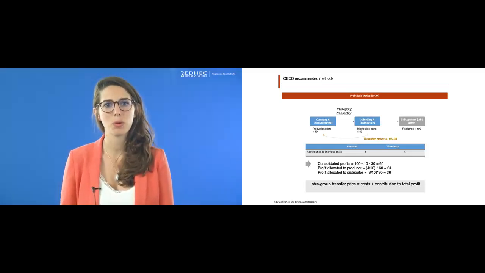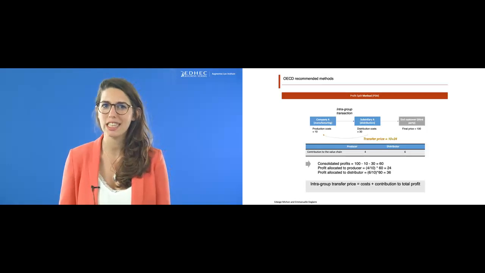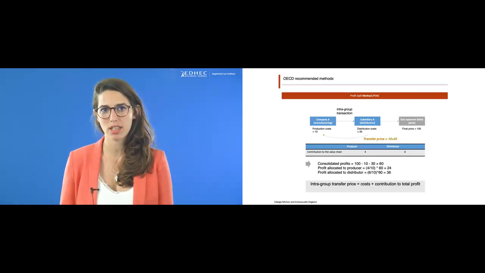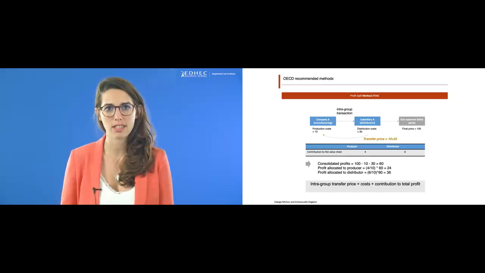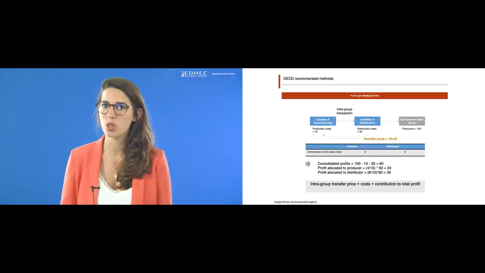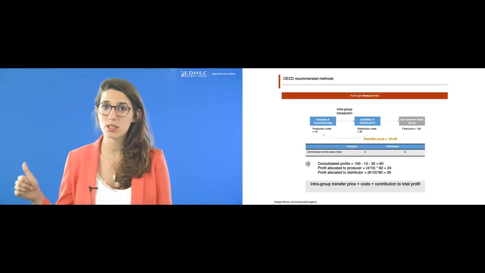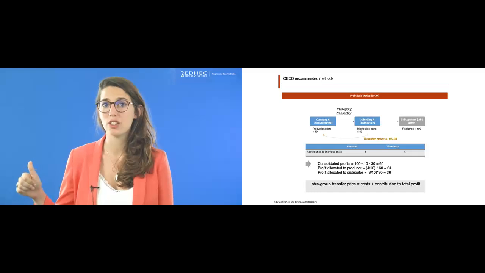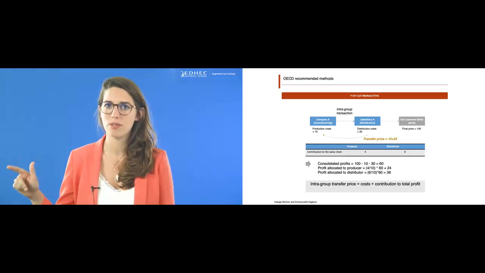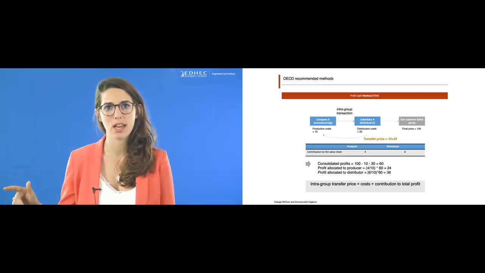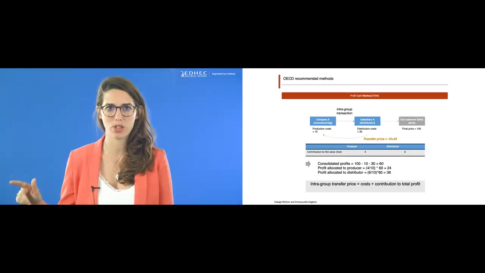In this case, we will have to determine how much each entity brings to the value chain according to the context, the functions held, the assets and means used, and risks borne. Here, we are going to determine, in a first step, the consolidated benefits of the group in order, in a second step, to divide it between the two entities according to their inputs in the value chain.